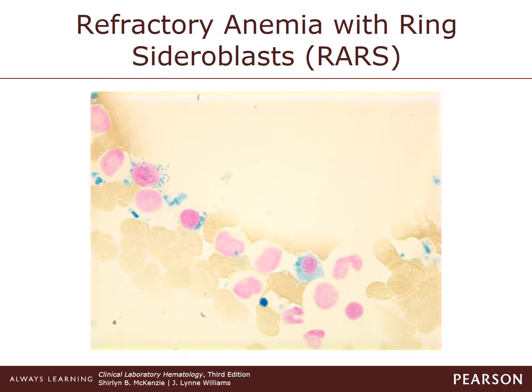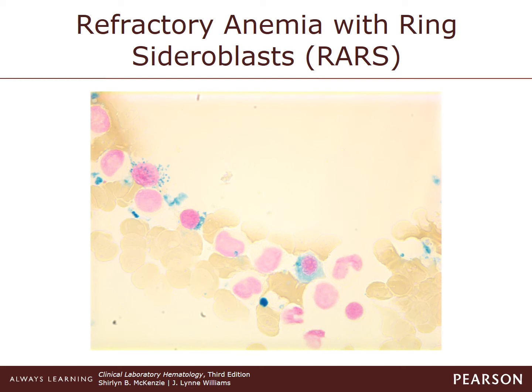The next classification is refractory anemia with ringed sideroblasts. In RARS, anemia and dyserythropoiesis are present, and there's more than 15% of the bone marrow with erythroid precursors and ringed sideroblasts. So this is an image of a bone marrow specimen with a Prussian blue stain, and you can see the deposits of iron deposited around the nucleus of these cells. Those are considered ringed sideroblasts.